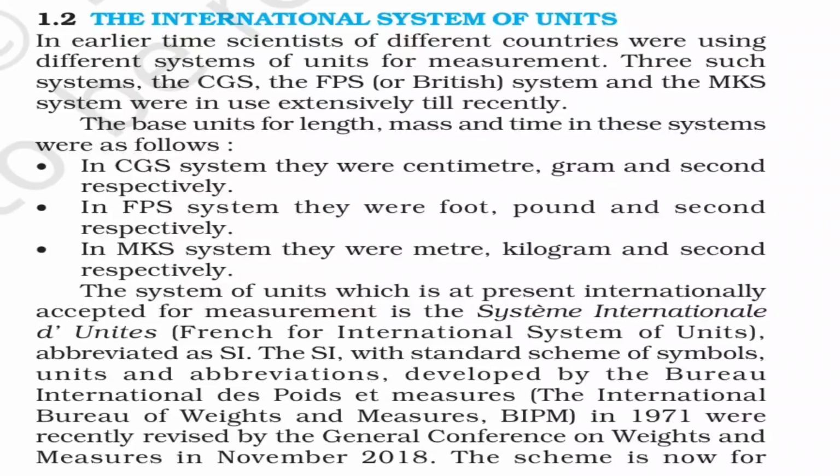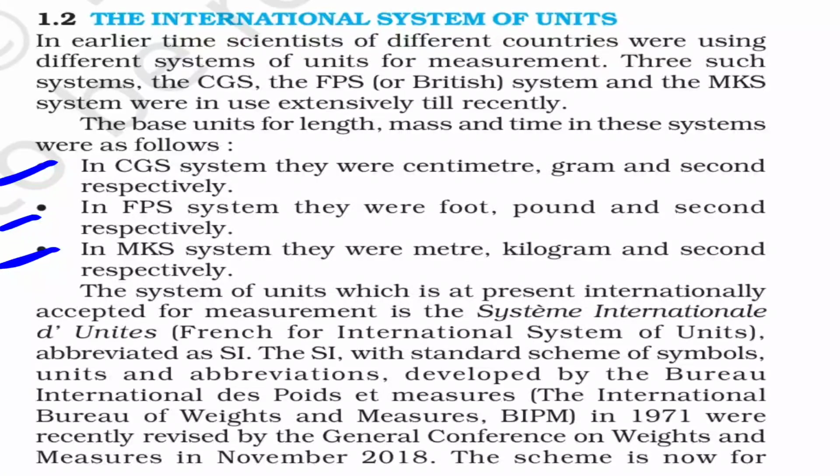The International System of Units. In early times, scientists of different countries were using different systems of units for measurements. Three such systems, the CGS system, the FPS system and the MKS system, were in use extensively till recently. The base units for length, mass and time in CGS system were centimeter, gram and second respectively. In FPS system they were foot, pound and second respectively. In MKS system they were meter, kilogram and second respectively.